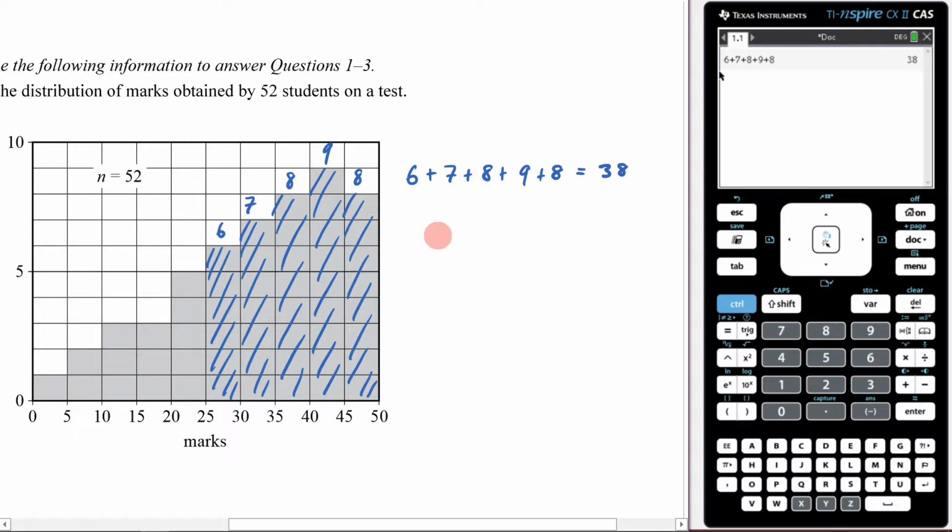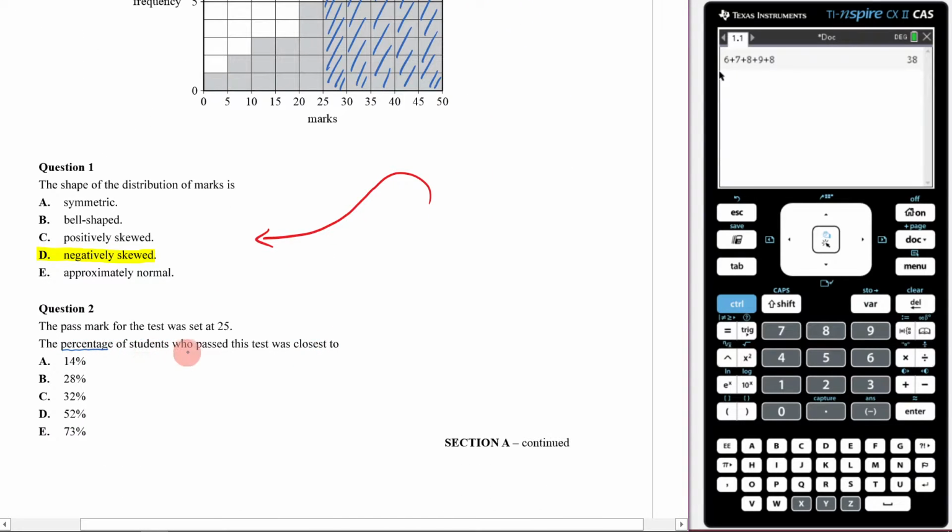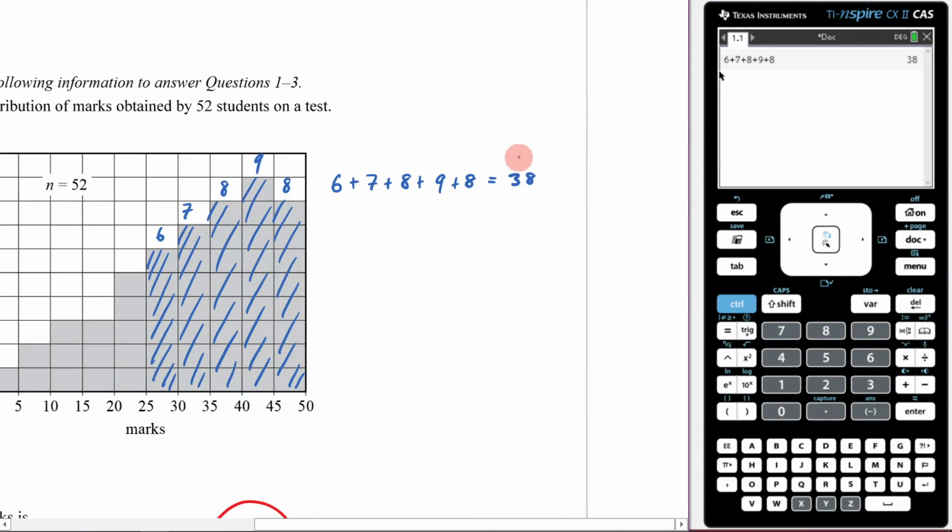Then what do I have to do now? I have to figure out the percentage of people who passed this test, because that's what the question said. It says, what's the percentage of students who passed this test closest to? Well, what I'm saying is that 38 students passed the test. 38 students passed the test. So what's that as a percentage of the total? Well, the total amount of students was 52.